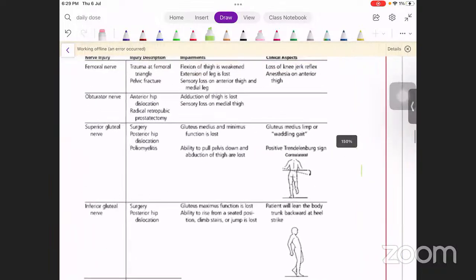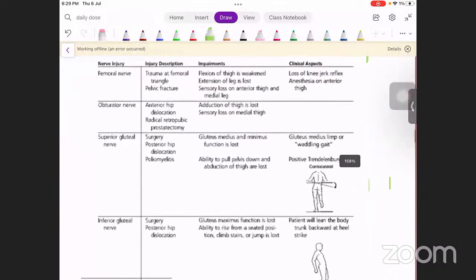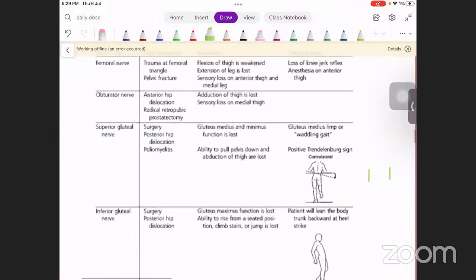Then what are the nerve injuries? So the important nerve injuries would be, one is your femoral nerve, where you see the loss of a knee jerk reflex. So femoral nerve supplies your anterior compartment of your thigh, which is your flexion. So flexion of thigh is weakened and extension of leg is lost. And then you have the obturator nerve, which supplies your adductor compartment. So obturator nerve injury causes the inability to do the adduction.